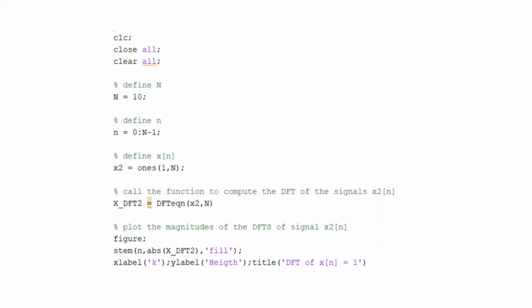For part B, s[n] is equal to 1. The command of n is defined as 10 and the command of x2 was defined. The function was called to compute the DFT of the signal x2n. By using the figure command, the magnitude of DFT is plotted, while the stem command plots the discrete magnitude.